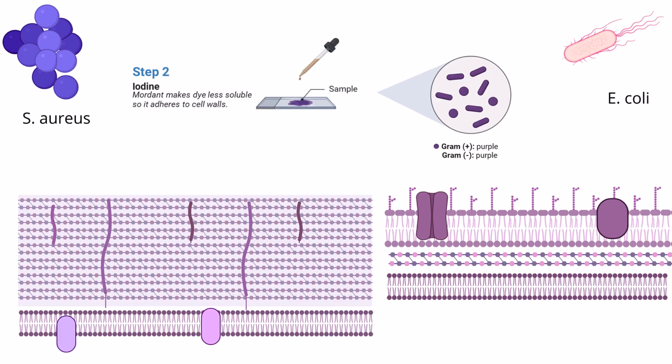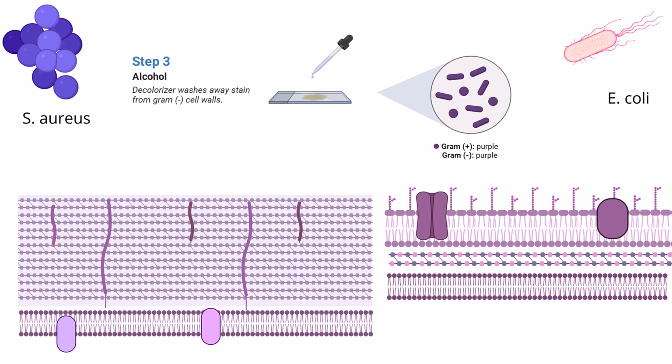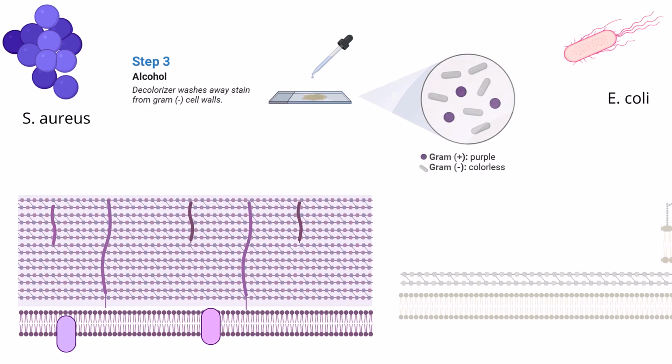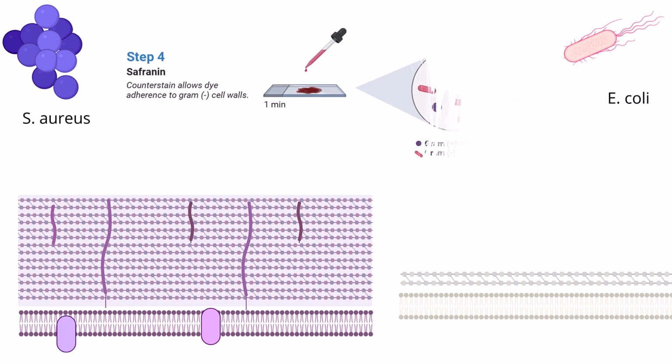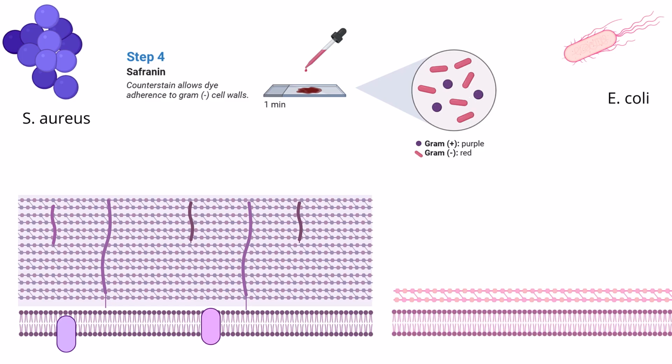Then comes the critical third step, the alcohol wash. This doesn't affect the thick gram-positive wall, but it completely disrupts the gram-negative outer membrane, washing away the dye and decolorizing the cell. In the final step, a counterstain, like safranin, is added. This colors the now empty gram-negative envelope a bright pink, while the gram-positives remain solidly purple.